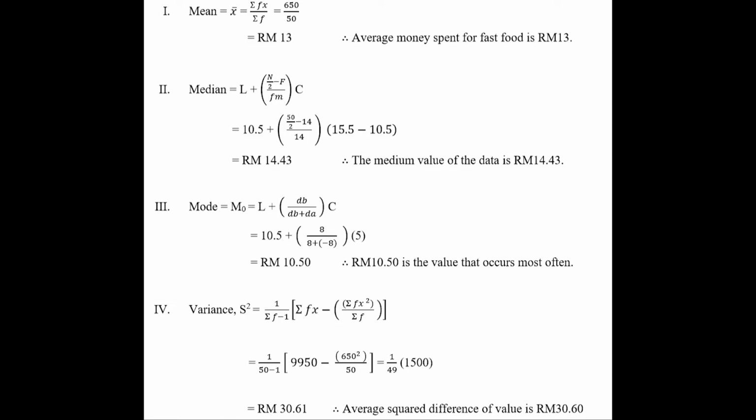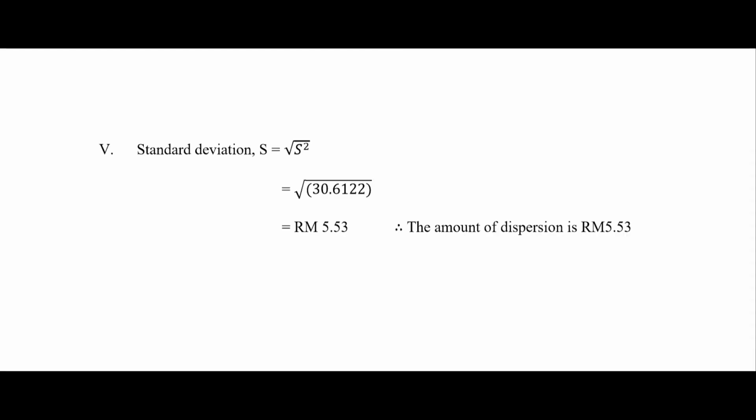For the variance, or S power of 2, we can use the formula 1 over sigma f minus 1 times sigma fx squared minus sigma fx power of 2 over sigma f. When we put the values in the formula, it is 1 over 50 minus 1 times 9950 minus 650 power of 2 over 50, and we get the answer 30.6122.